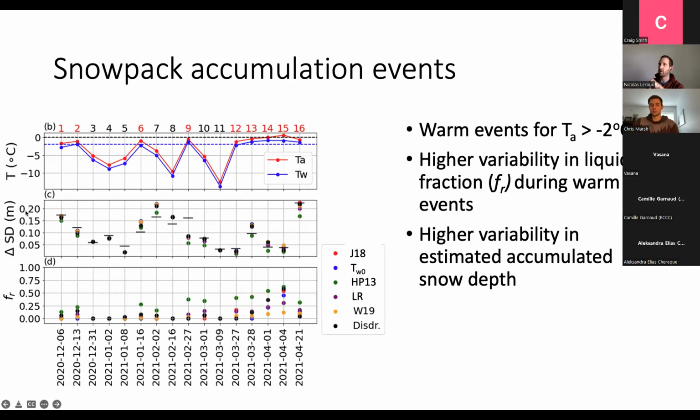In this graph, what I'm showing is the change of snow depth during those accumulation events. The bars are the mean snow depth accumulation, and each point is the simulated change of snow depth from the different PPMs. And here I'm showing the event average liquid fraction from the different PPMs. So what we can see is that for the warm events, or the red events, once again, that's when most of the PPMs differ in estimating an average liquid fraction. And mainly this results in differences of snow depth accumulation during the warm events because of the different liquid fractions estimated.